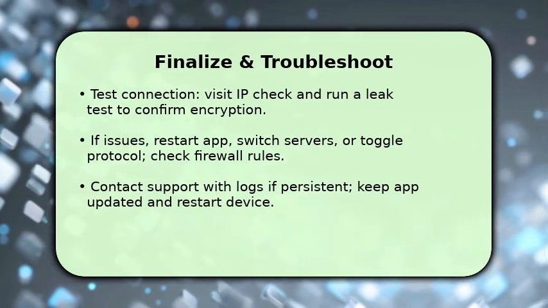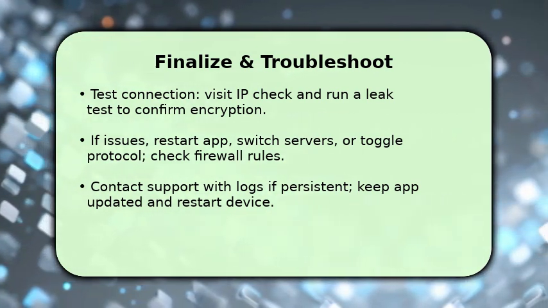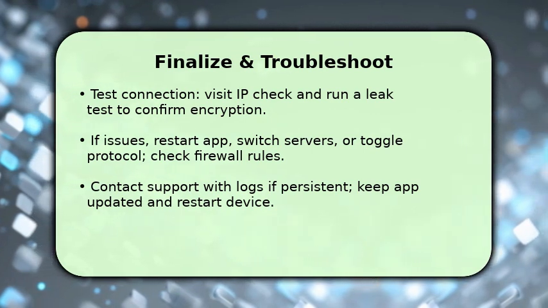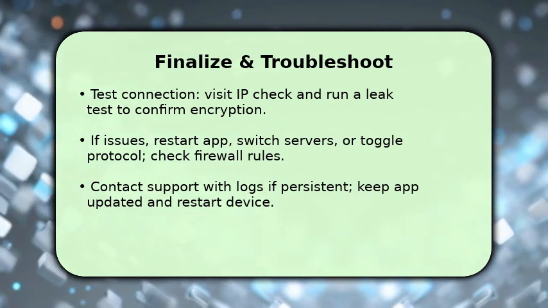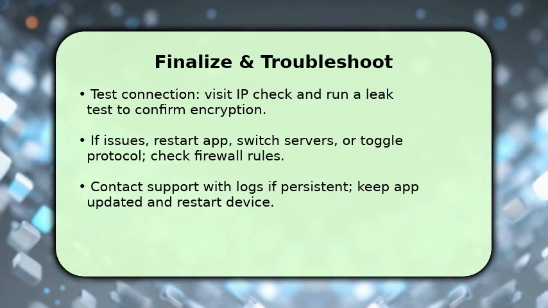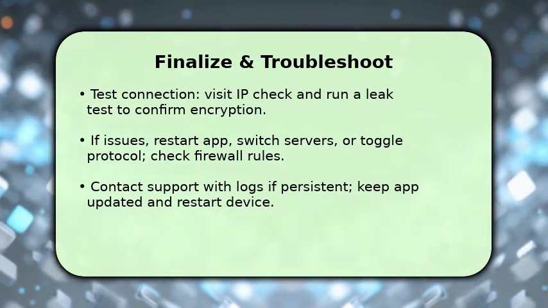Make sure your firewall or router isn't blocking VPN traffic and allow the app through. If problems persist, gather logs and contact support. Once stable, enable Auto Connect so you stay protected without manual steps.